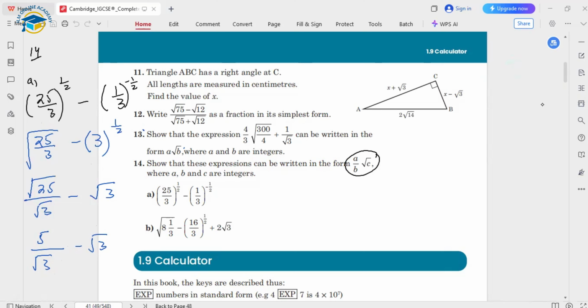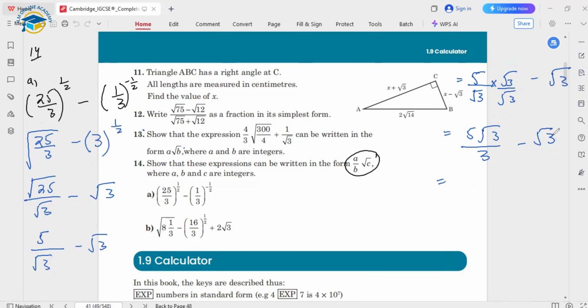For the rationalization, as we have 5 over square root 3, what I'm going to do is multiply it with square root 3 and divide as well, keeping this square root 3 as it is. So this will be 5 square root 3, and downward square root 3 times square root 3 will be only 3 that we are left with. Okay, so we got over here square root 3.